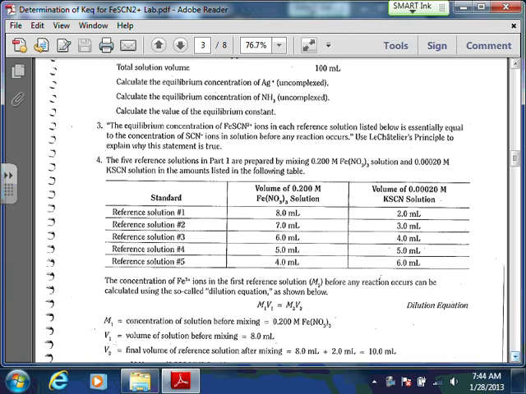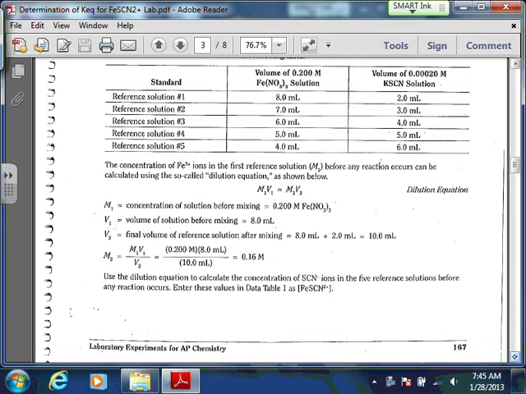All right, number 4, the 5 reference solutions in part 1 are prepared by mixing 0.2 molar Fe(NO3)3 solution and 0.00020 molar KSCN solution in the amounts listed in the following table. Well, one thing to notice here, okay, again, is that this is way more concentrated than this, okay, which is, again, that's going to be our strategy when we're making the reference solutions. Okay, so this is going to help us with some of the postlab calculations we have to do here.